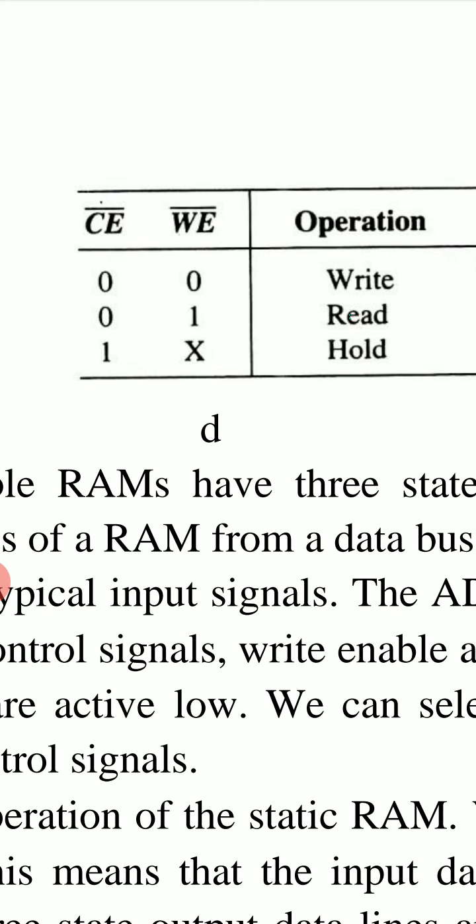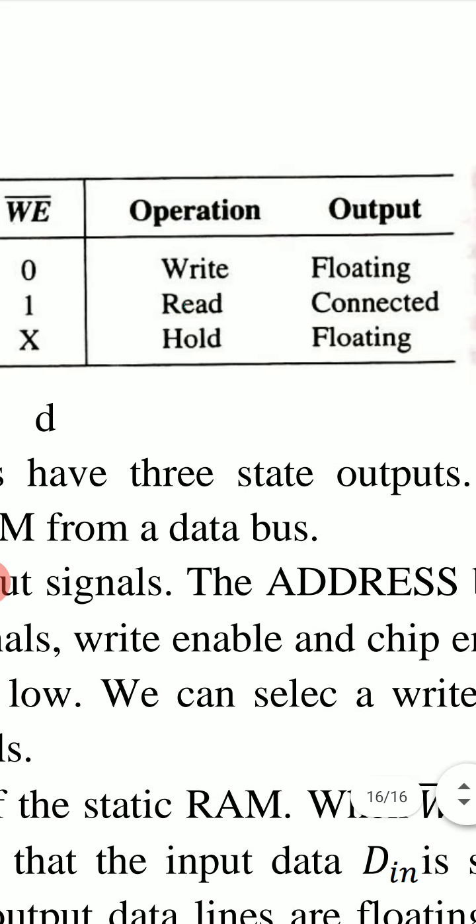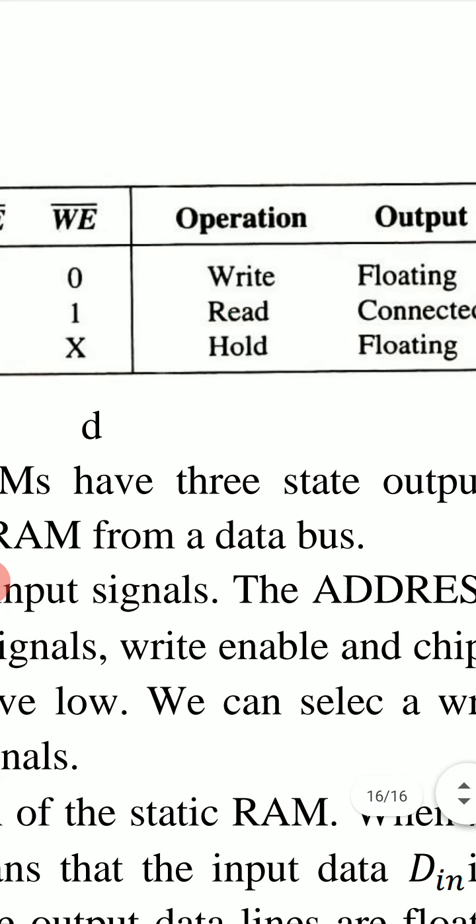So if we want to write some content in a memory location, then we must keep CE bar and WE bar both low, and both are low active, and this will do the write operation and the content is written in a particular memory location, and the output is floating in this case.